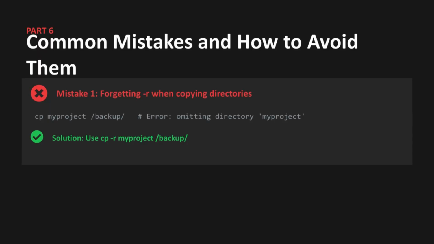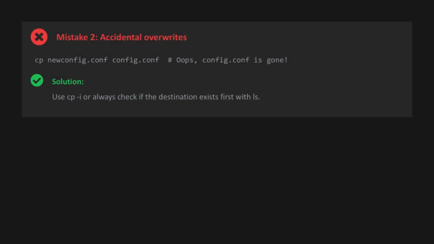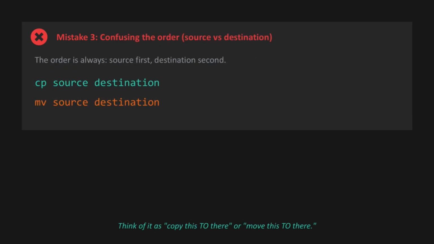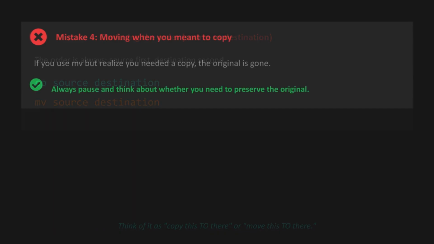Common mistakes are forgetting the -r when copying directories, so obviously use the -r. Accidental overwrites, use your interactive mode, and check if the destination exists first by using the ls command. Another mistake people make is confusing the order, the source versus the destination. Remember, the source comes first, the destination comes second. But sometimes people are thinking of so many different things, it's easy to get your wires crossed. So you think of it as copy this to there and move this to there. And then people also make the mistake of moving when they meant to copy.